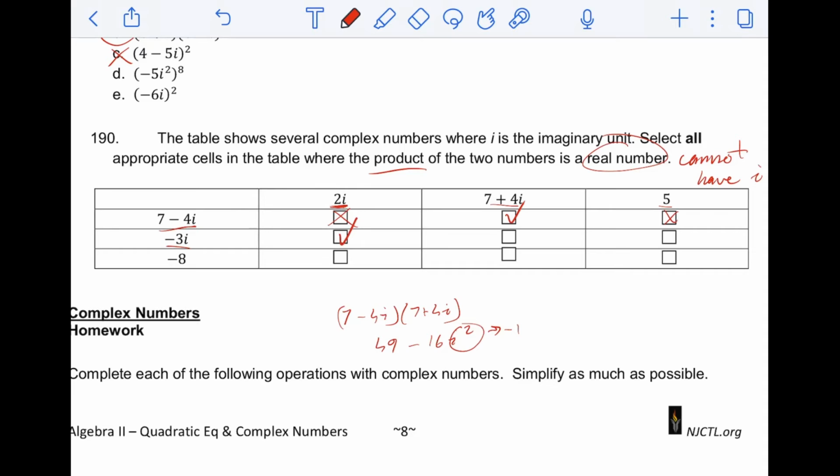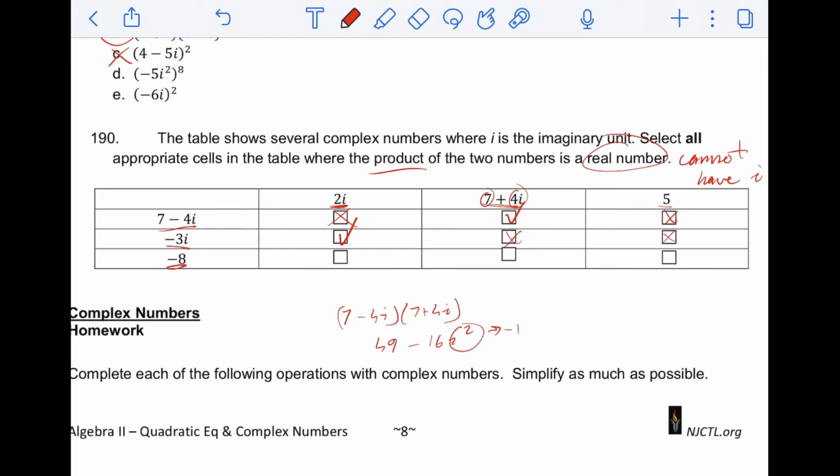Negative 3i times 7 plus 4i, so we'll have a hanging negative 21i when we multiply negative 3i and 7. And we get rid of the i when we multiply by 4i, but we can't get rid of that minus 21i, so that's a no for that one. Then multiplying by constant 5 also does nothing because it just turns into negative 15i, so no.